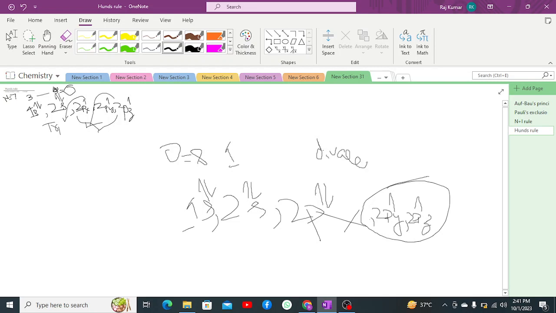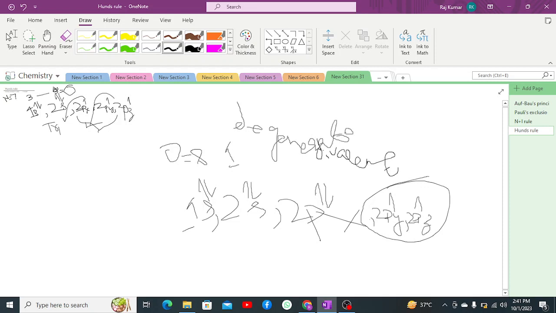This is what is said by Hund's rule, and it is applicable to hybridized orbitals, like orbitals which form hybridization, as well as to molecular orbitals. But the condition here is that all of these orbitals should be degenerate. If the orbitals are not degenerate, Hund's rule is not applicable.